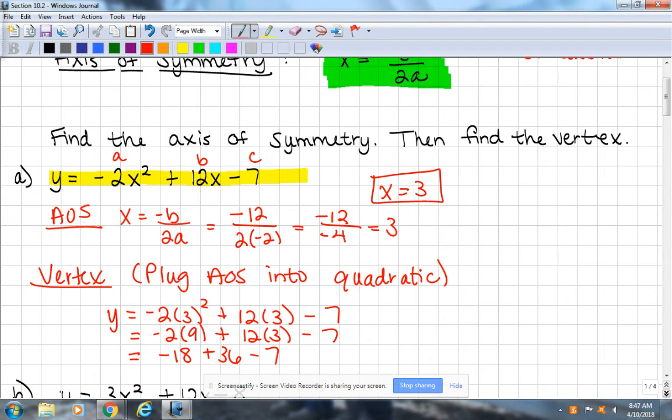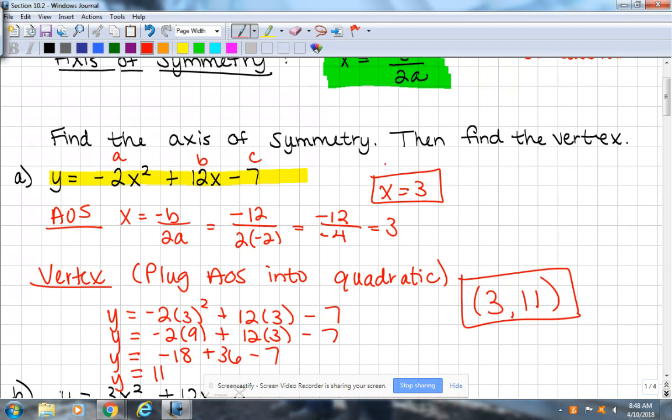Negative 18 plus 36 is positive 18. And what's positive 18 minus 7? 11. So my y value is 11. So I stick it with my x value and make the ordered pair (3, 11). So your x value and your axis of symmetry should be the same number. And you just plug that in and you get your y value and make the ordered pair for your vertex.